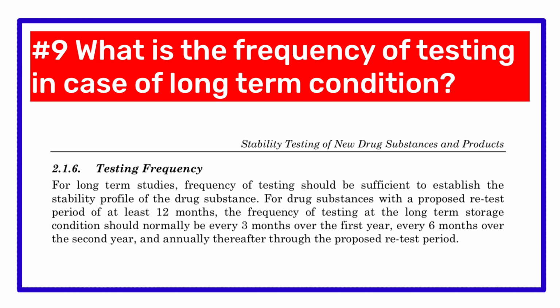So for easy understanding, I can write it like this: 3, 6, 9, 12, 18, 24 and 36. So here you can see for the first year the frequency is 3 months, and for the second year the frequency is every 6 months, and after 2 years the frequency is annually.